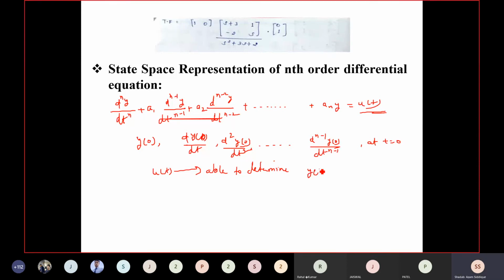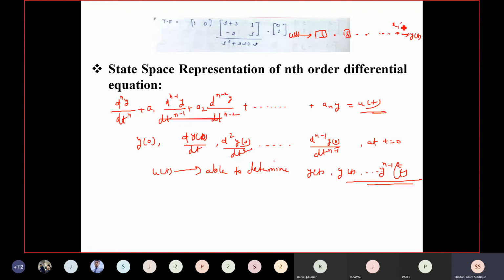That is y of t, y dot of t, and similarly y to the power n minus 1 of t. So for the given input, we will be able to find the output at any stage, because in the block diagram you have already seen, we are giving the input u of t and taking the output y of t, and we will be able to find all the states and all the integral functions in between.